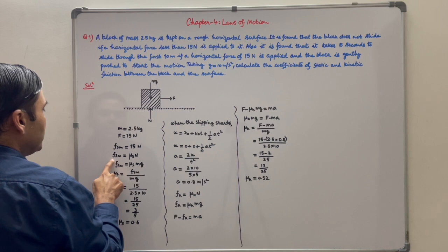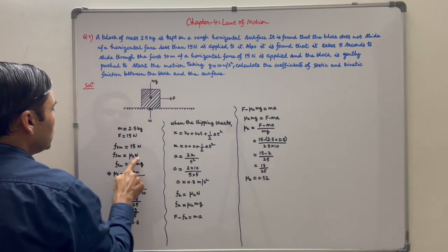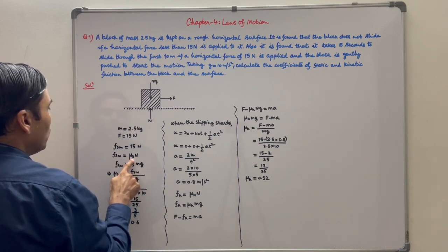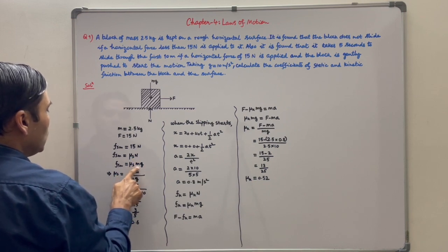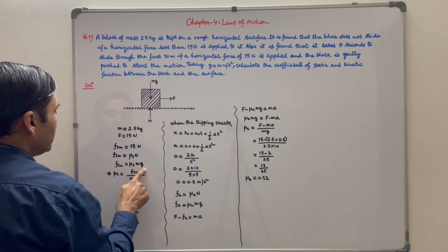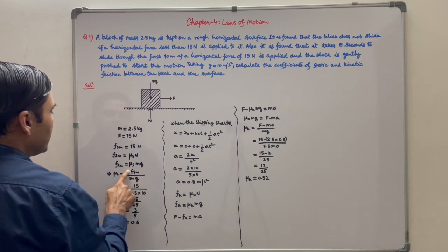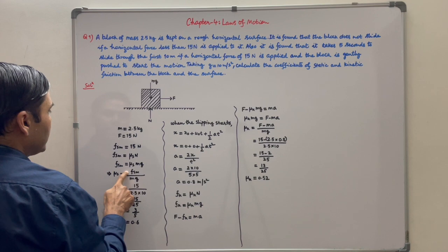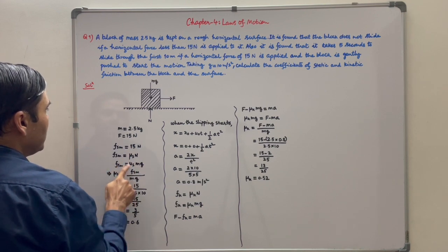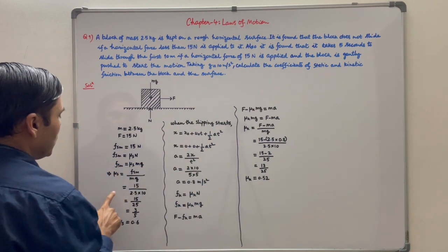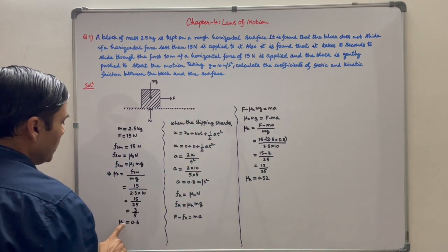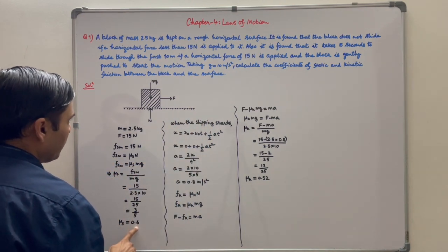Formula for Fsm is equal to μs into N, where μs is coefficient of static friction, N is normal reaction, N is equal to mg. So Fsm is equal to μs mg, or μs is equal to Fsm upon mg. Fsm is 15 Newton, m is given as 2.5 kg, g we can take as 10 meter per second square. So μs comes out to be equal to 0.6.